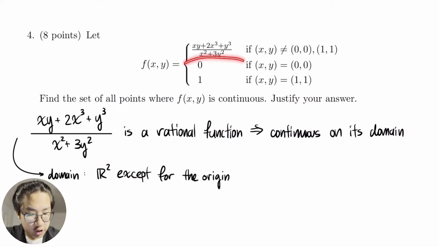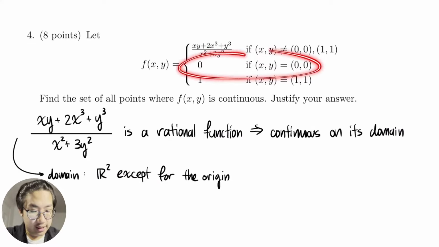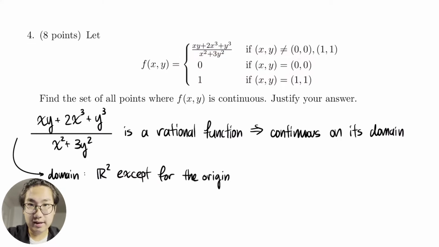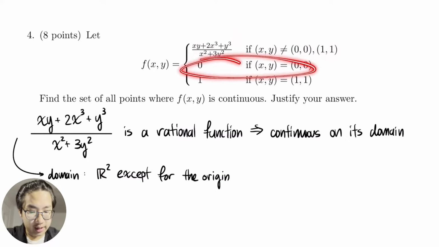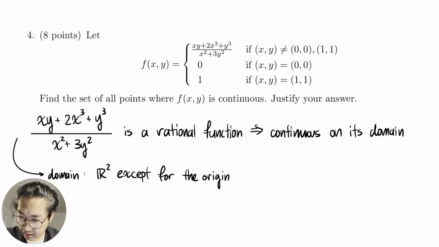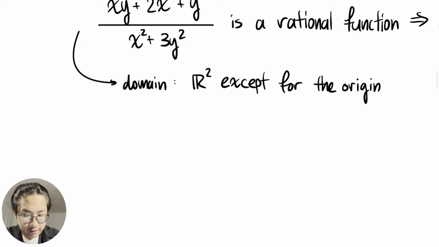We do now need to check this point right over here. We need to see if it is indeed continuous at this point, because if it is, then it is continuous, even though it's not in the domain, because it's restricted to these points. These points are out of the question for now, but now we have to check this point right over here. So I'll quickly write out the definition of continuity.